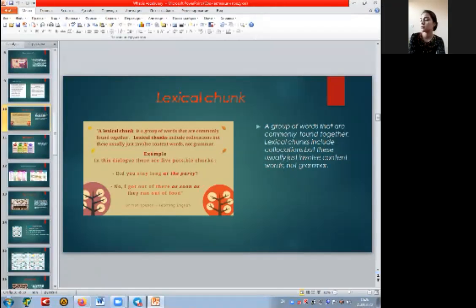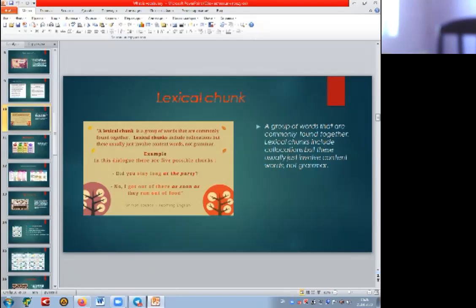And now, stay long. To stay somewhere for a long time. And now, I got out of there as soon as they ran out of food. Also one lexical chunk, as soon as. And the last one is ran out of food. That means you haven't enough food to eat.